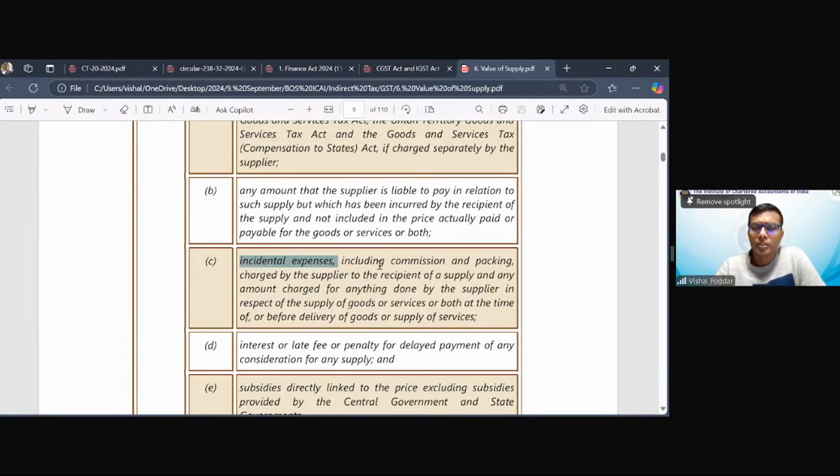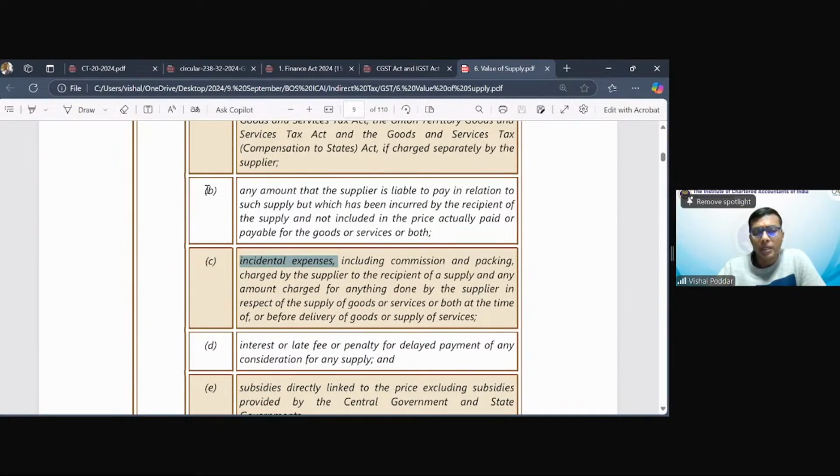They have given some illustration. They say including commission, packing, which is charged by the supplier to the recipient. This all will have to be added. Again, when I say it has to be added, it does not mean that you have to do addition mathematically. It means this should be part of the value. Now, if the value quoted by the supplier already includes this, nothing doing, the condition is satisfied. But if the supplier has given value of goods separately, transport separately, packing separately, loading, unloading separately, then for the purpose of determining GST, you add up all these values, and on this cumulative value, you calculate GST.